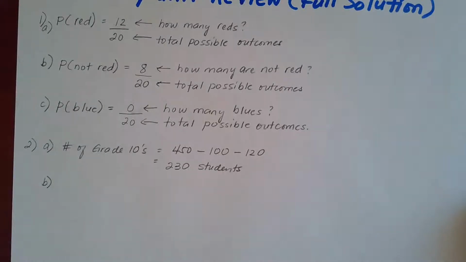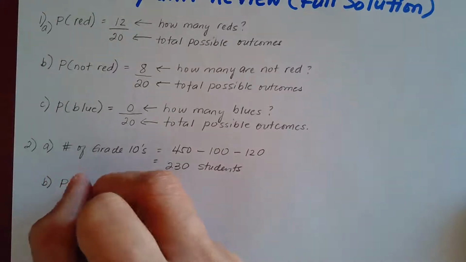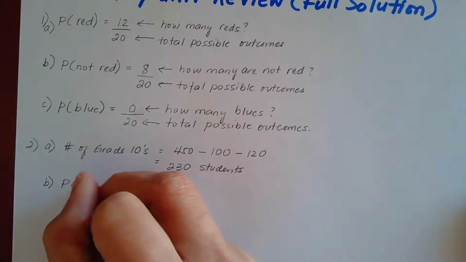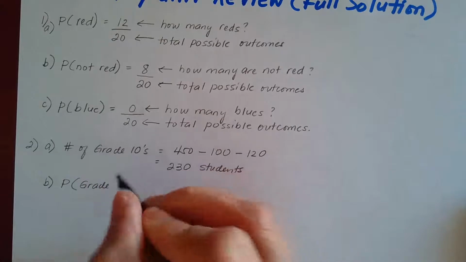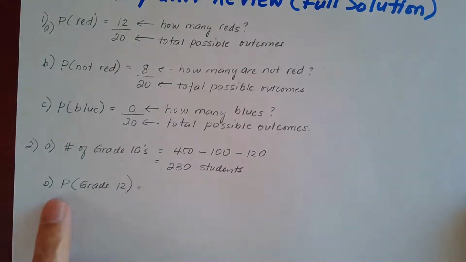The next question says, if a student is selected at random, so we pick a student at random, determine the probability that the student is in grade 12. So I'm just going to write this down. What is the probability? And then followed by the event. What's the event that we're talking about? We want to have a probability of grade 12 students. So this is our event.